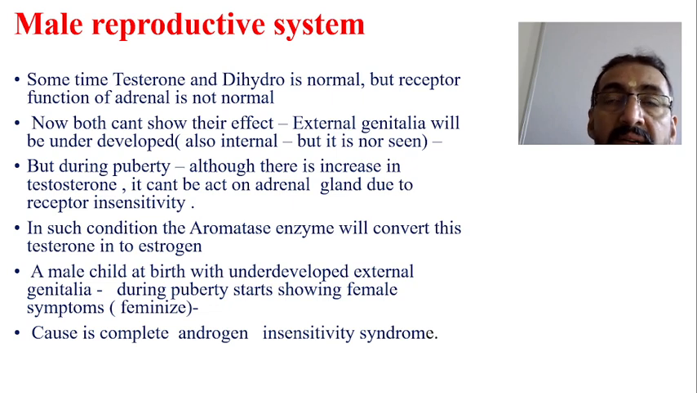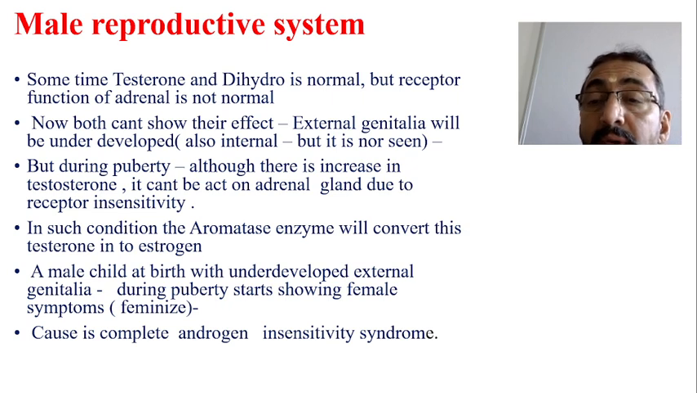But what happens at the time of birth is that the external genital organs are absent, which will be clearly observed. But internal genital organs are not present, so that is not observed unless you go for some scanning and all. Otherwise, it is not observed. So still it will be appreciated as absence of the external genital organs only. But what happens during the puberty?